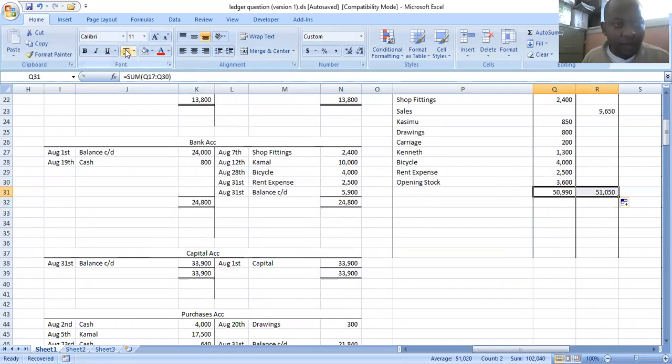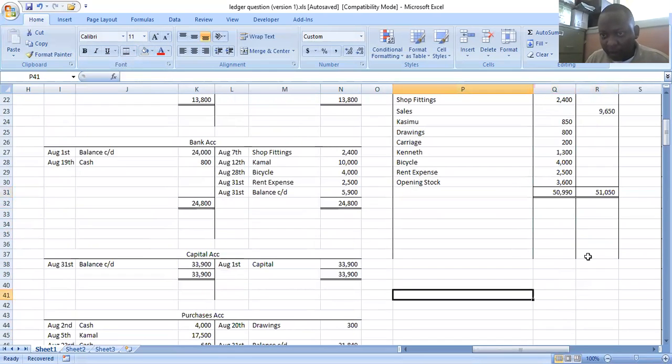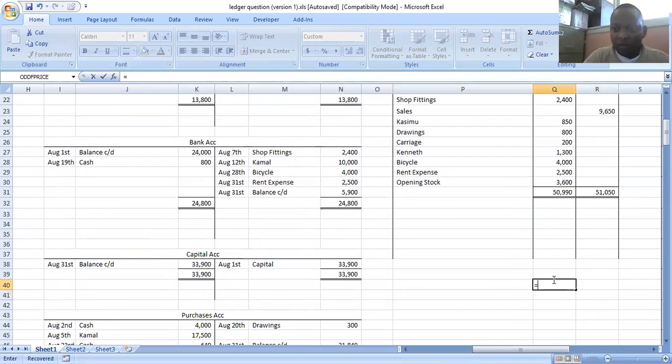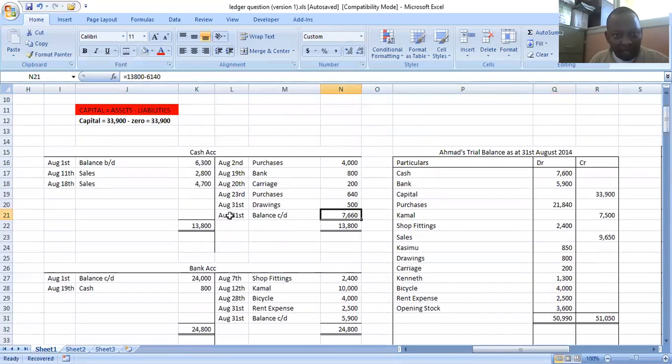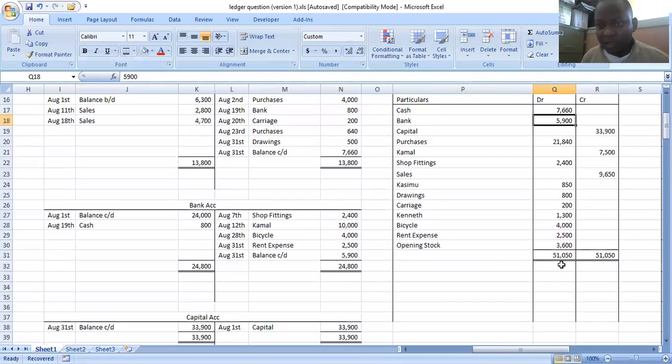A small problem there. I don't know where that has come from. What was the difference between the two? 51,050 minus 50,990 is 60 bob. Where is the 60 bob disappearing to? Maybe cash. My cash balance is supposed to be 7660. Cash balance is supposed to be 7660. So I had made a mistake there.